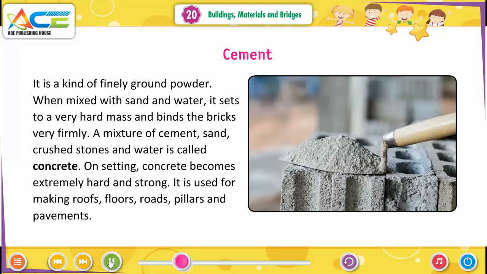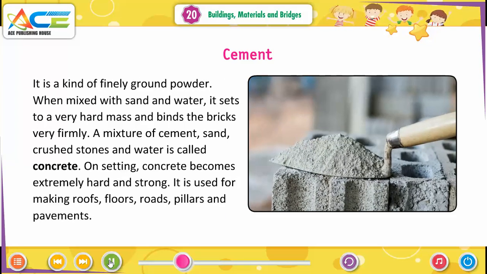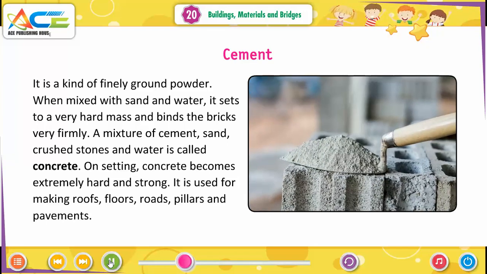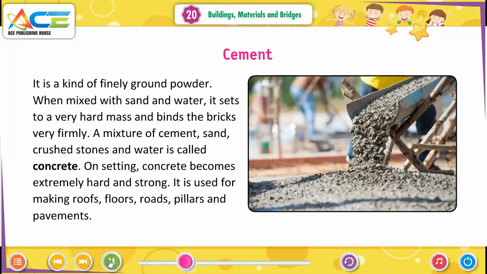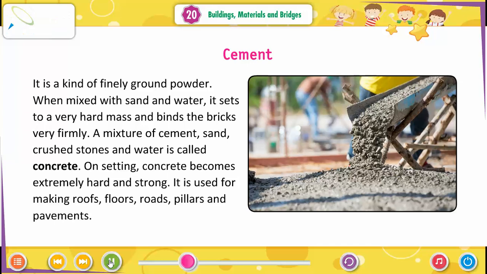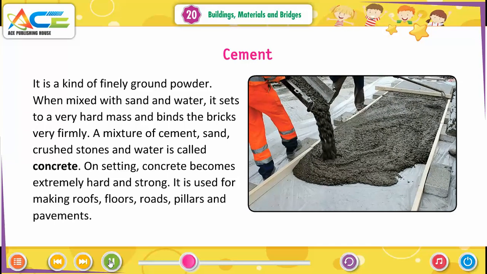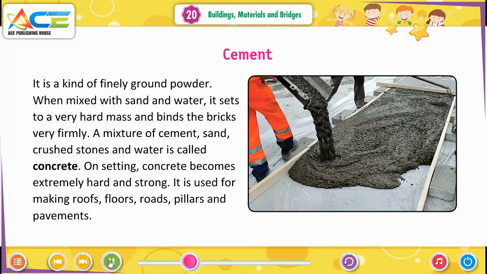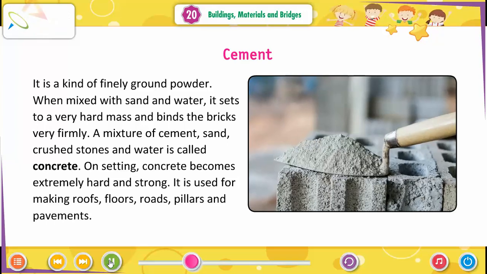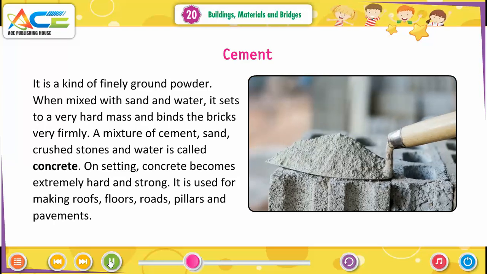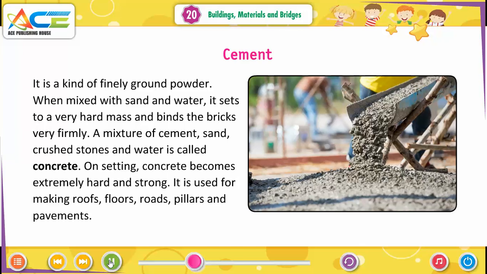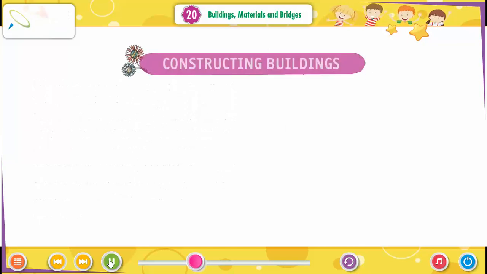Cement. It is a kind of finely ground powder. When mixed with sand and water, it sets to a very hard mass and binds the bricks very firmly. A mixture of cement, sand, crushed stones and water is called concrete. On setting, concrete becomes extremely hard and strong. It is used for making roofs, floors, roads, pillars and pavements.